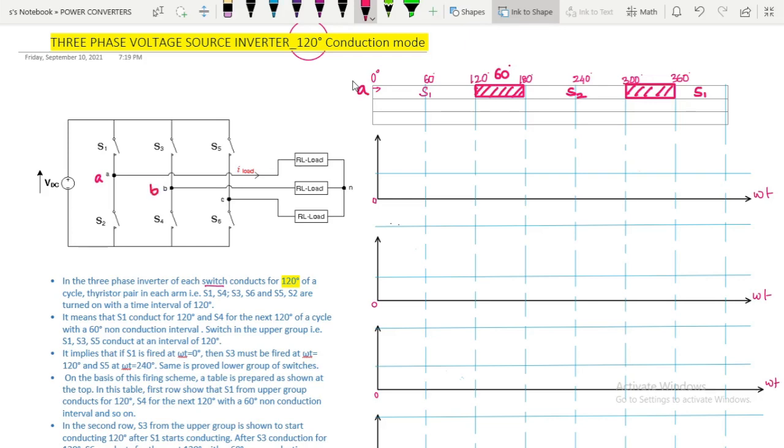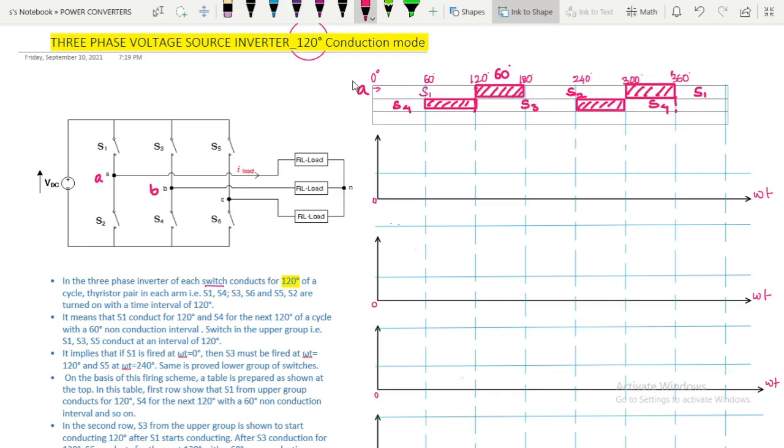So this is the conduction scheme for the A wing, and let us see the B wing. S3 will start conducting 120 degrees after S1 started conducting, and it will conduct for 120 degrees. For the next 60 degrees there will be a non-conduction region. After that S4 will conduct for 120 degrees, up to 360. This is the non-conducting region of S3 and S4. So S4 will conduct here and here.